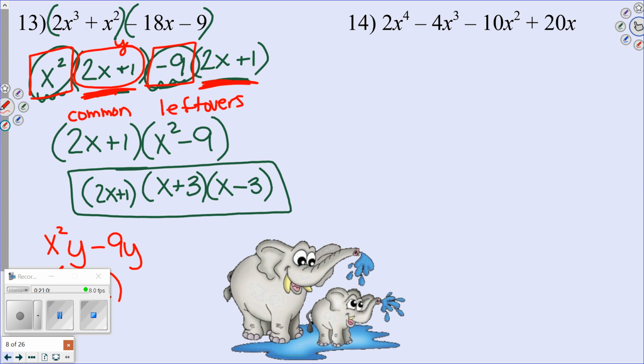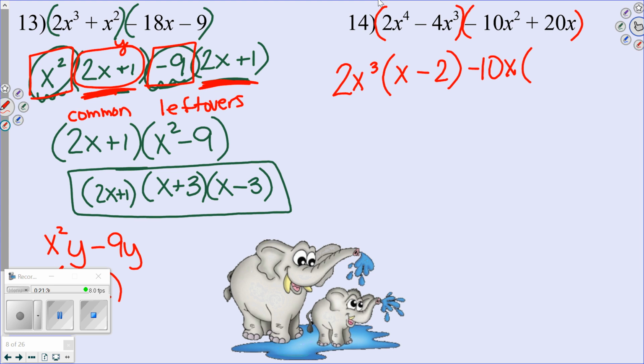All right, so let's look at 14. 4 terms. So let's group the first 2, group the last 2. GCF in the first set? Good. So I get x minus 2. GCF in the second set? Negative 10x. What do I have left? X minus 2. Holy crap, everybody see it? What's the common factor? What's left over if you take that out?